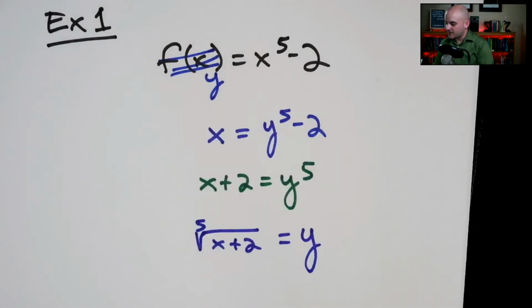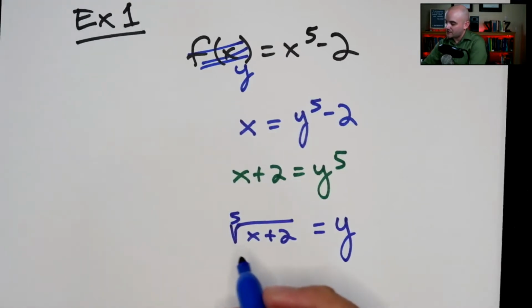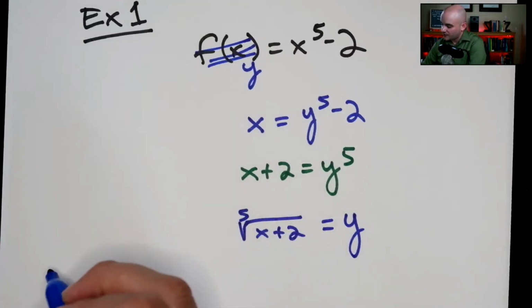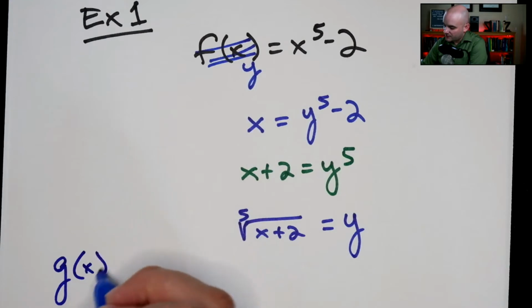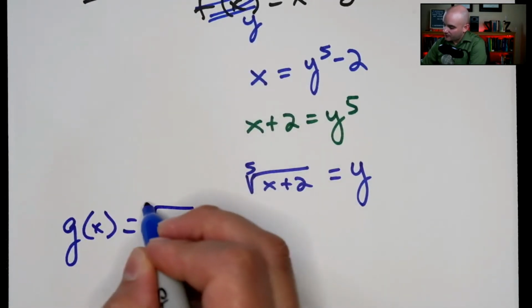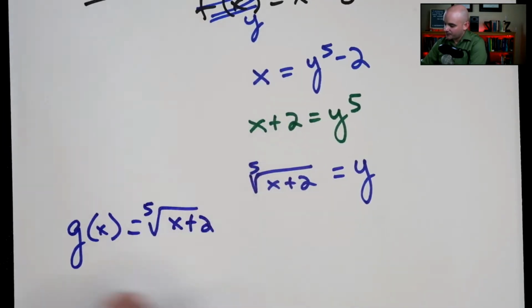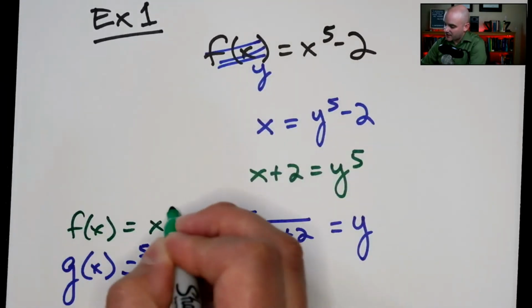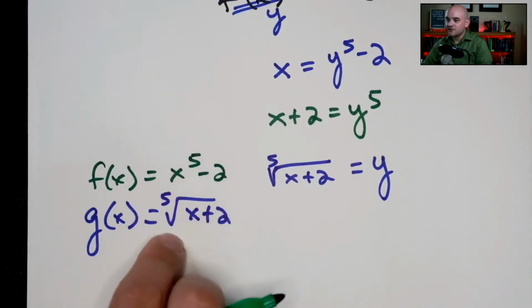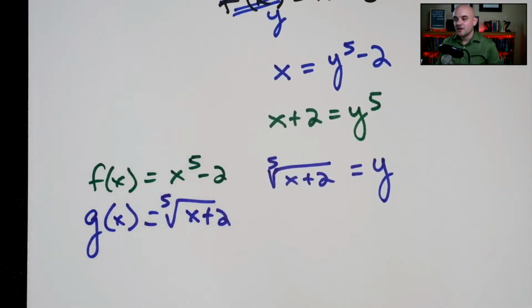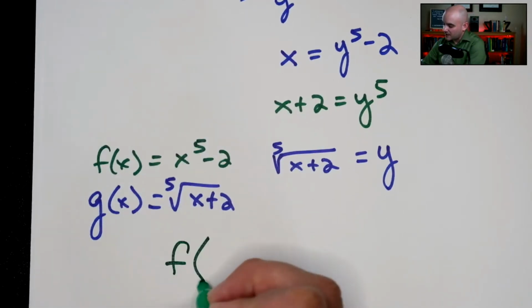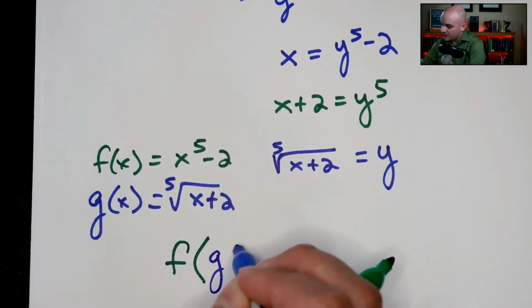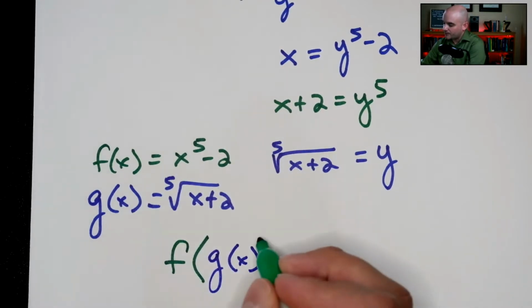Now remember what we said in the last video. We said that if we have two functions like this, we'll call this g of x. So g of x equals the fifth root of x plus 2. And then we have the original function, f of x equals x to the fifth minus 2. If these two are inverses to one another, then f of g of x should equal x, right? So let's test that out. What is f of g of x equal to?